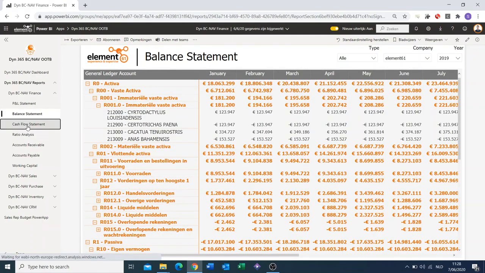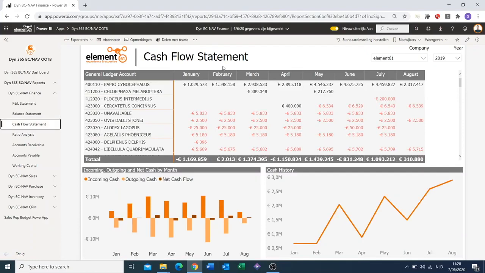Our cash flow dashboard communicates your company's liquidity and cash flow across time. It allows you to see the amount of money coming in and going out, and it gives you a good overview on how much cash you have in the bank.